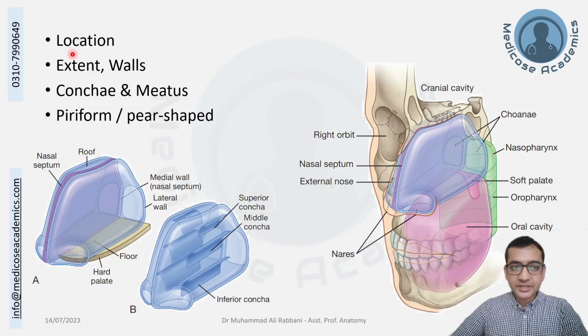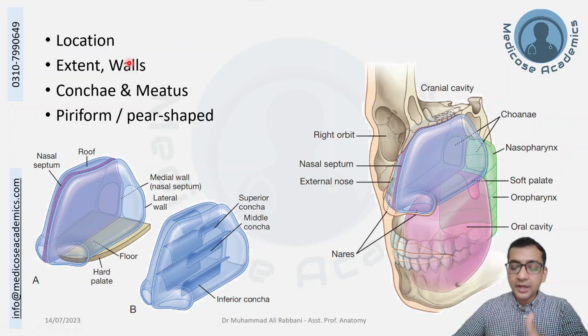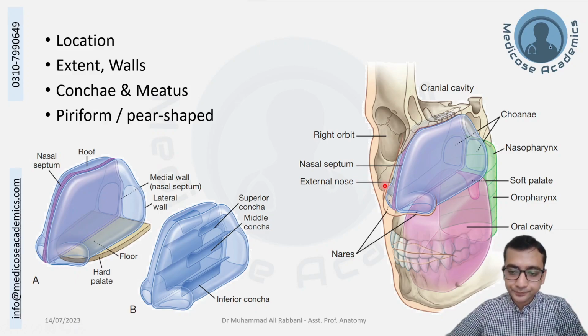So we have talked about the walls also. We will talk about what bones exactly form the walls, but you have the general idea which structures are present against each of the walls now. Oral cavity against the floor, nasopharynx across the base at the back, cranial cavity in the roof, orbital cavity above, and maxillary sinus below on the lateral aspect, and exterior of the nose anteriorly.